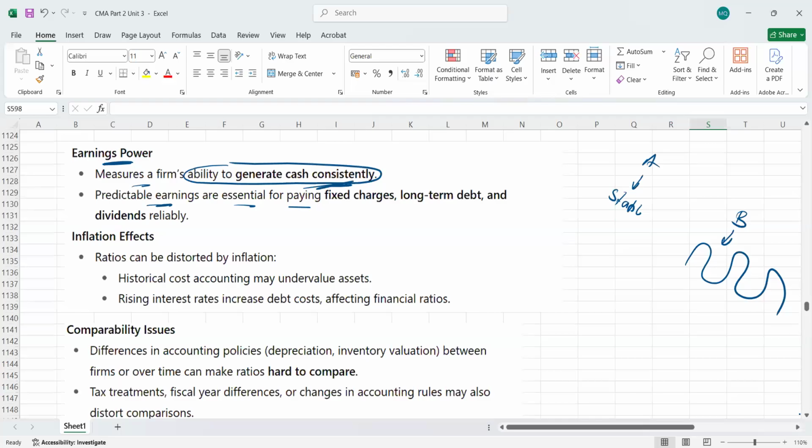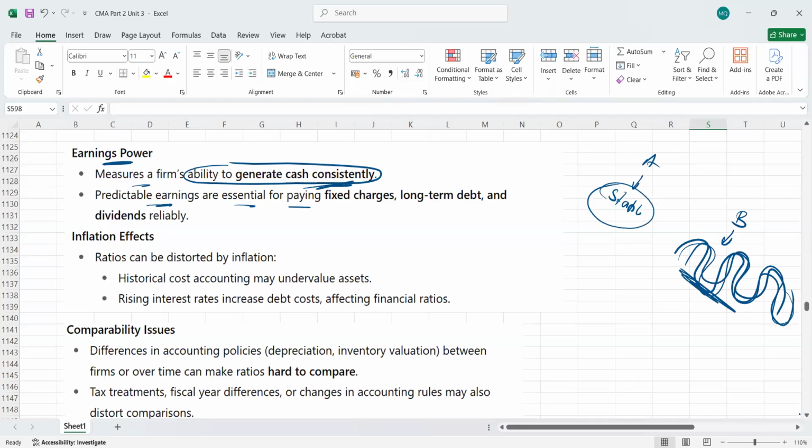So definitely cash flows will also affect the company. The reason is that a company with stable cash flows can easily pay its fixed charges, like interest, lease payments, or even the long term debt and dividends. They can pay all these things very comfortably. But if the cash flows are volatile, the company might be in trouble, right? So this is what they're trying to tell you here.